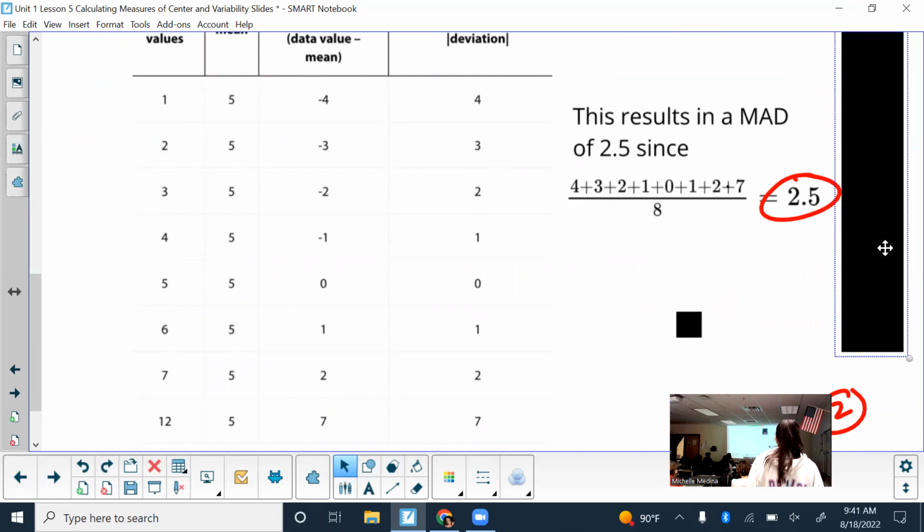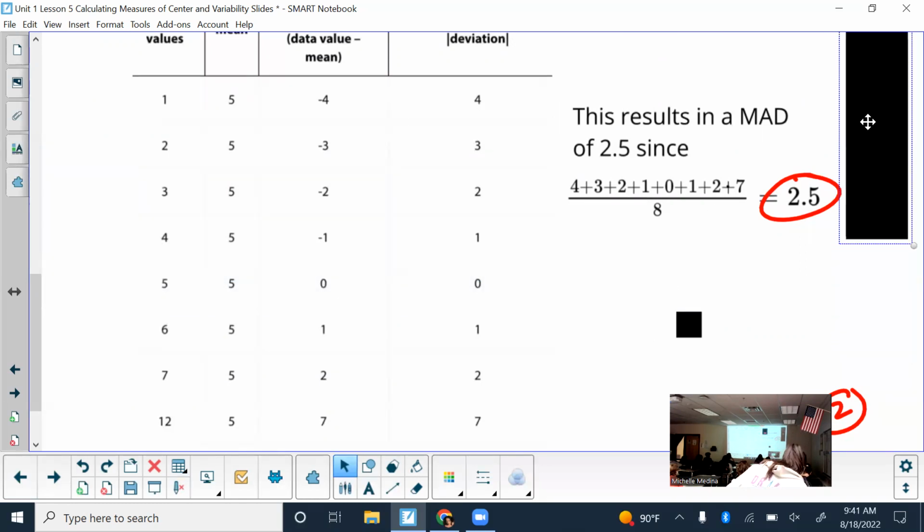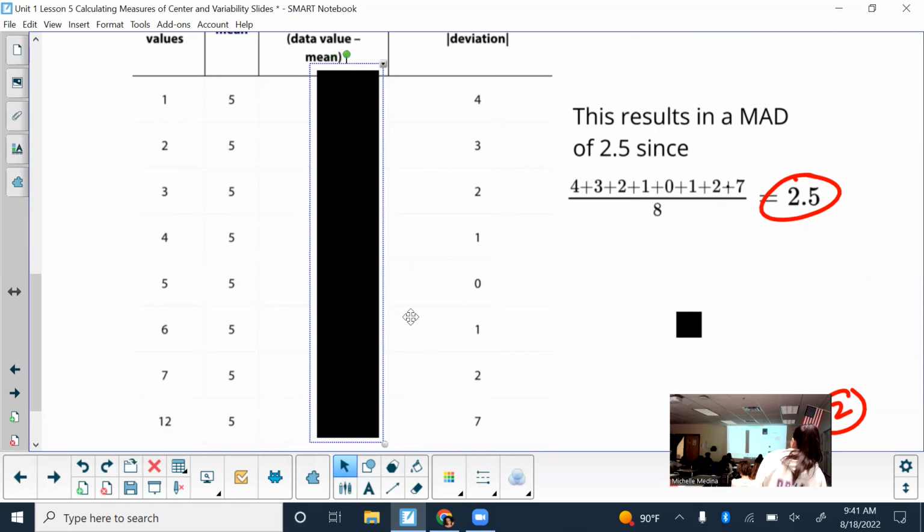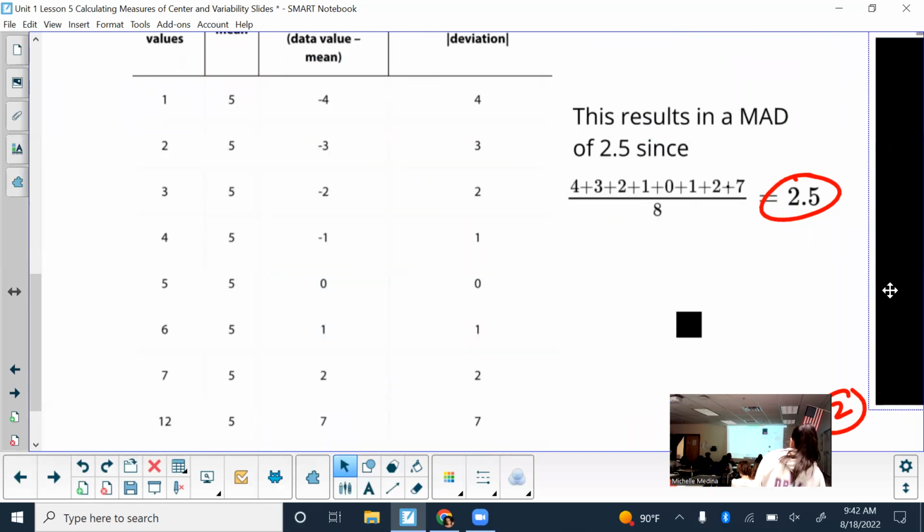Now, usually when I do these, I skip that middle step. I just look at it and think, how far is 1 away from 5? How far is 2 away from 5? And then I go that way. But if you're ever confused, it's always your data value minus your mean, and then take the absolute value of it.